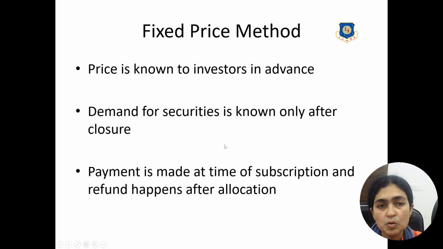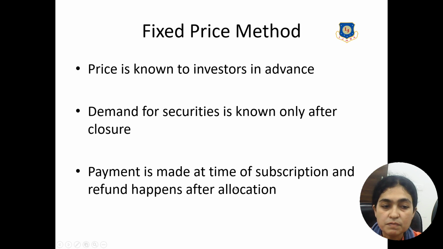The next method is what is known as the fixed price method. Fixed price method means there is no range, there is only one price point which is given. For example, 120, for example 139. This is what is known as fixed price. The price is known to the investors in advance. You will be told that at this price the stock is issued. Demand for the security is known only after the closure, that is, once the applications are received. Only after that will the company be able to know whether the investors have filled the issue, yes or no.